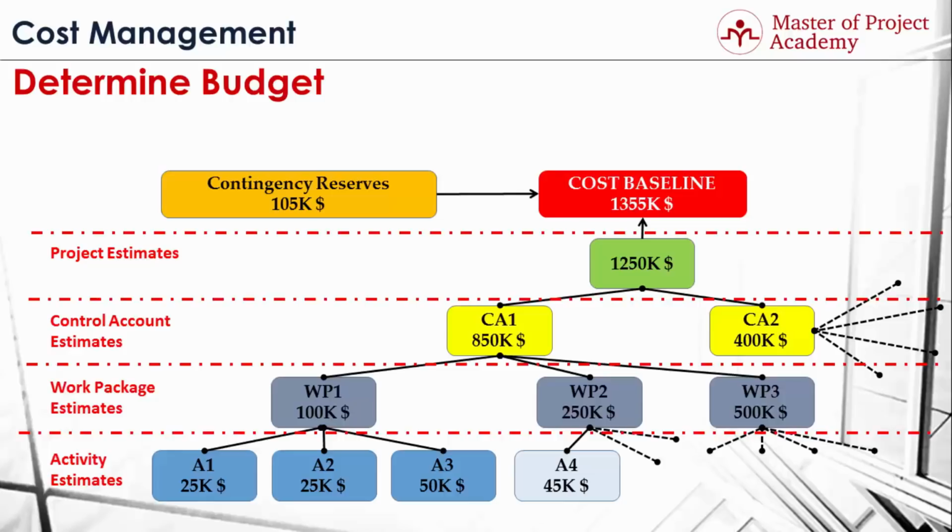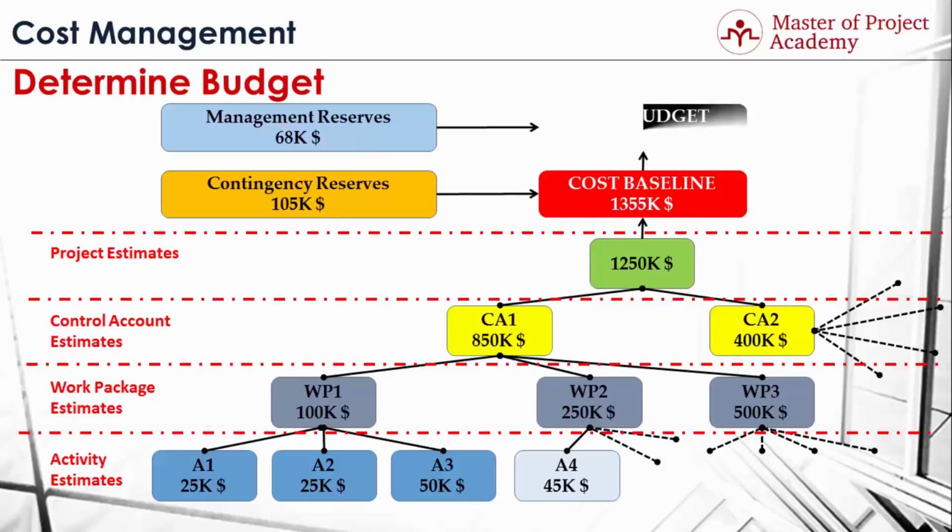However, there can be unforeseen risks in the project. Management reserves are planned by the organization or company management on top of the cost baseline. These reserves are used in case any unplanned or unforeseen risks occur. For this example, management reserves are $68,000 for unforeseen risks. This amount is added on top of cost baseline. An overall cost budget is found at $1,423,000. This means in order to execute and complete this project successfully, the company or organization must spare $1,423,000 funds for this project.